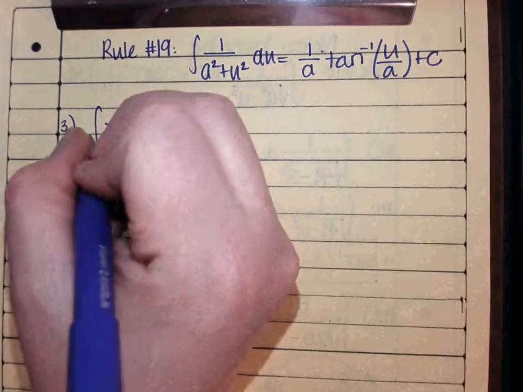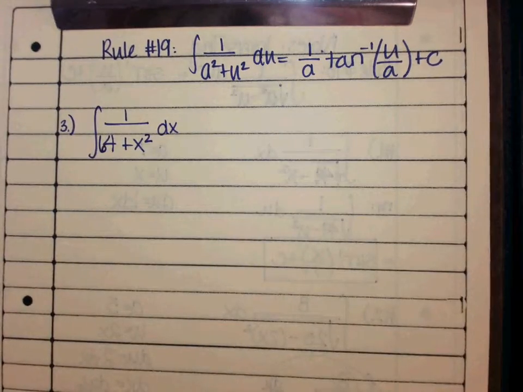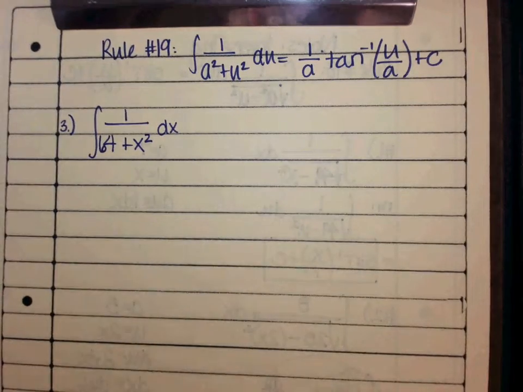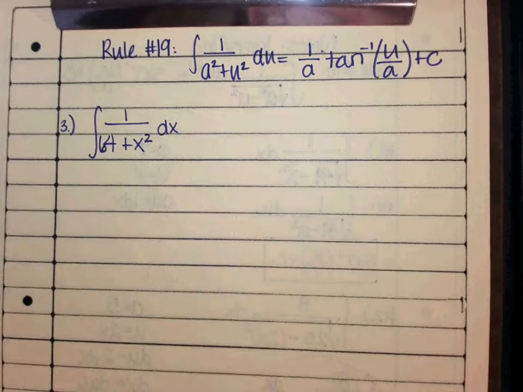Actually, let's make this a 64, since we already used 4. Ready? Pick your A. Now notice the similarities between the formulas. The other ones had square roots, this one doesn't. Also, the other one had a minus on the bottom, this one has a plus, so that's another difference there.